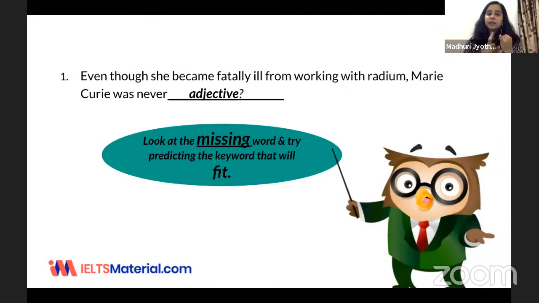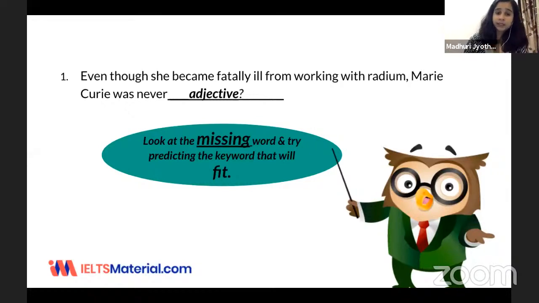Especially when it comes to sentence completion and short answer questions, you have to use the exact words from the text to fill in your answers for the questions. Okay.